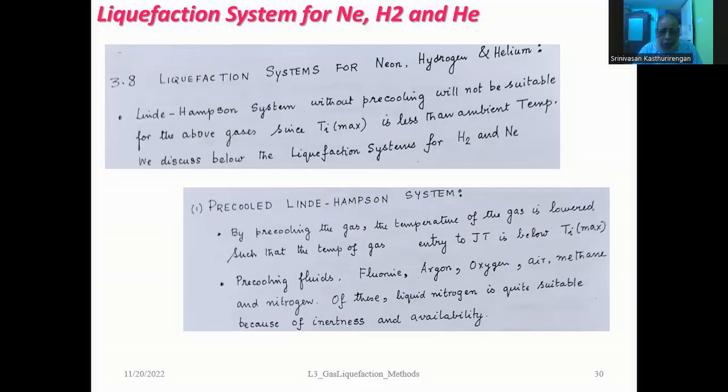So, we have to apply what is called the pre-cooled Linde-Hampson system. By pre-cooling the gas, the temperature of the gas is lowered such that the temperature of gas entry to JT is below its inversion temperature maximum value. So what are the pre-cooling fluids one can choose? One can choose fluorine, argon, oxygen, air, methane, and nitrogen. These things can be used. Of all these, liquid nitrogen is quite suitable because of its inertness and easy availability. Right.